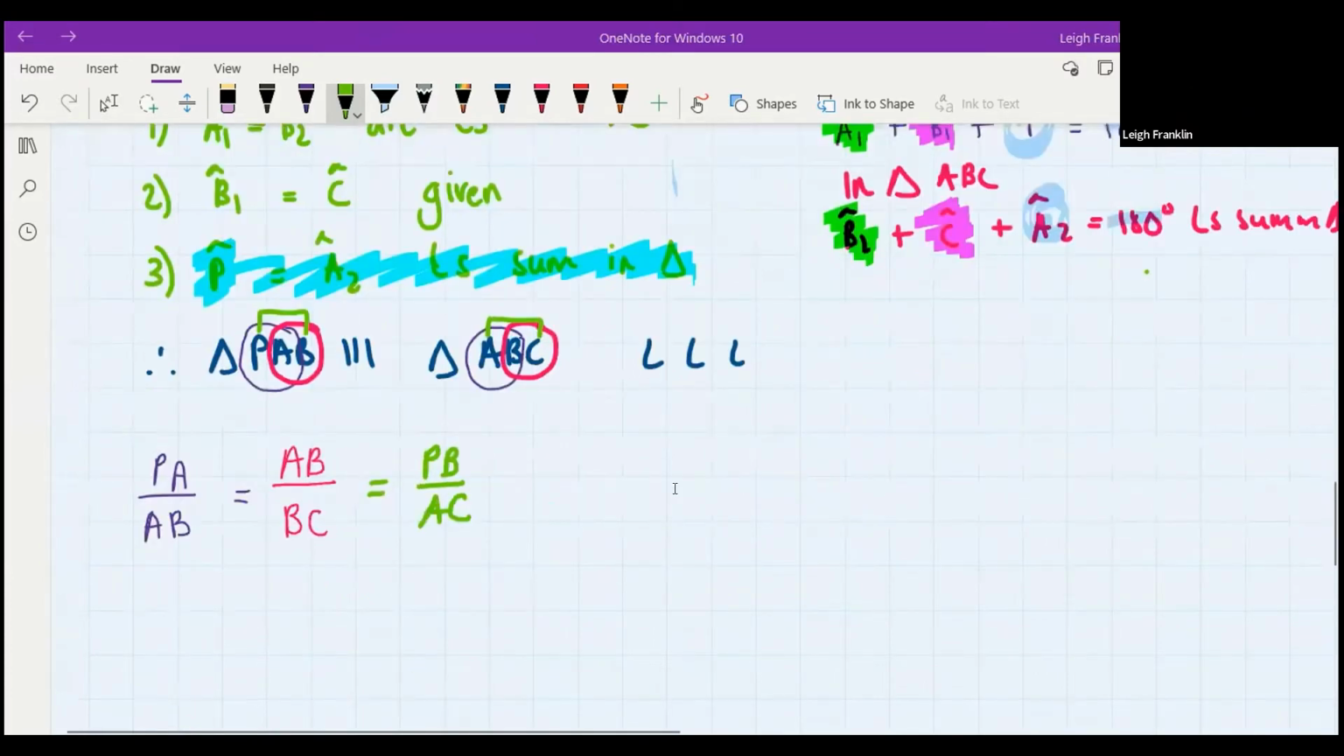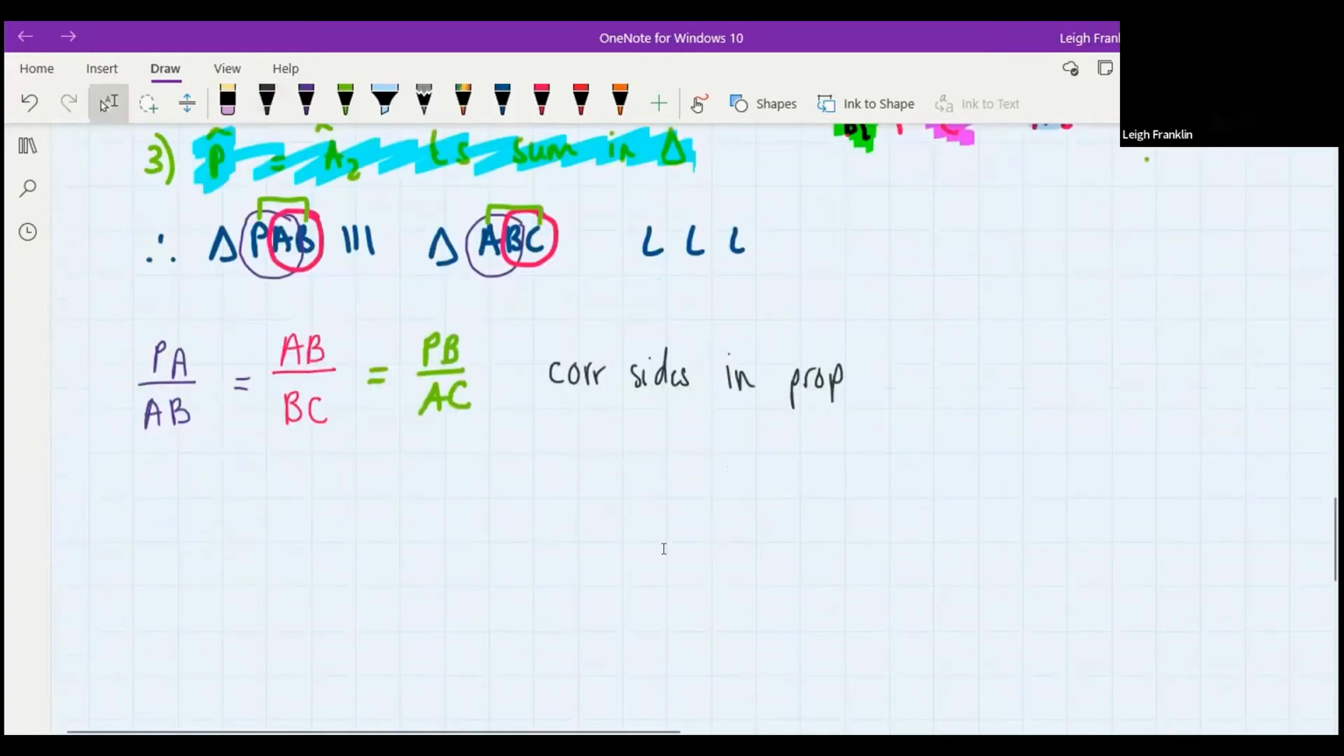All right, so now that we've written down the three pairs of corresponding sides, we say that the reason why this is true is because they are the corresponding sides in similar triangles. So the corresponding sides are in proportion. Okay, and now any two combinations. Remember, a proportion is something over something equals something over something. There are a number of different proportions we could make here.